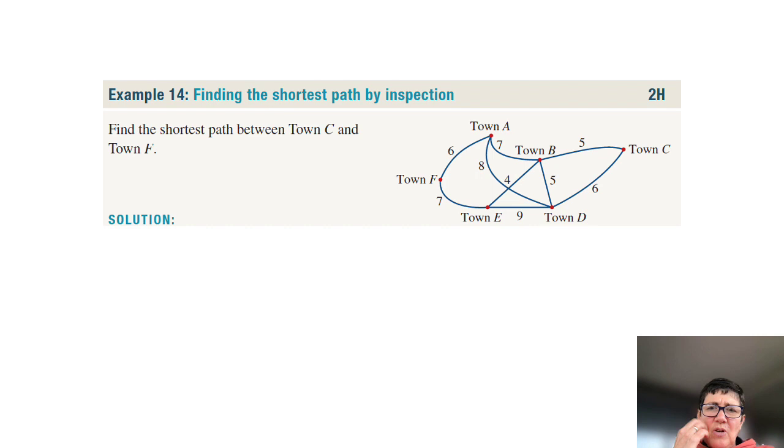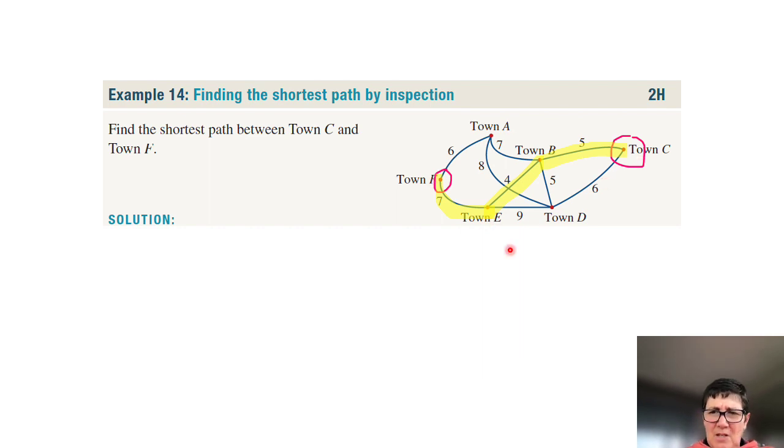Alright, here's an example straight out of the textbook. Find the shortest path between town C and town F. Okay, so I'm just going to highlight over it where I think the shortest path is. So it looks like there's 5 plus 4 plus 7, so that's 16. Okay, now I can check. I could go 5 plus 5 is 10 plus 9, which is way bigger than 16. I could go 5 plus 7, 12 plus 6 is 18. So that's the shortest path.